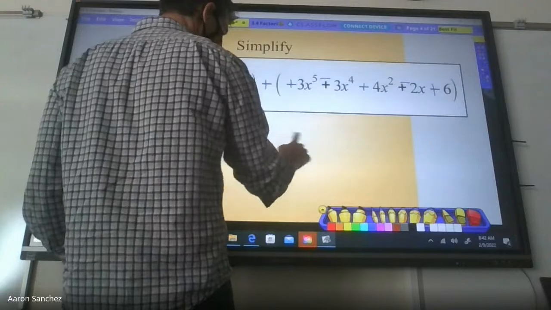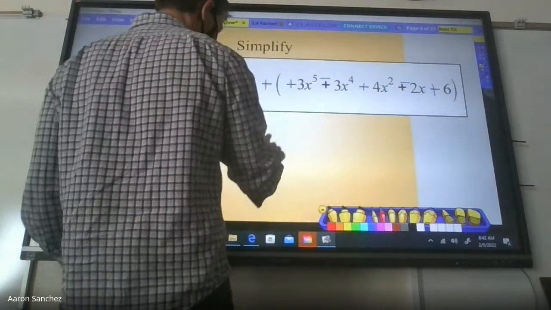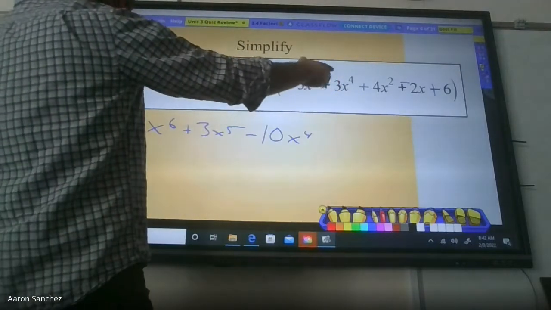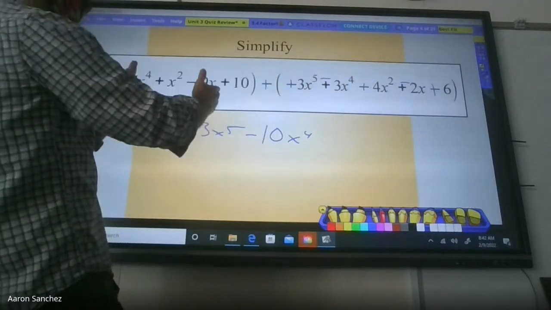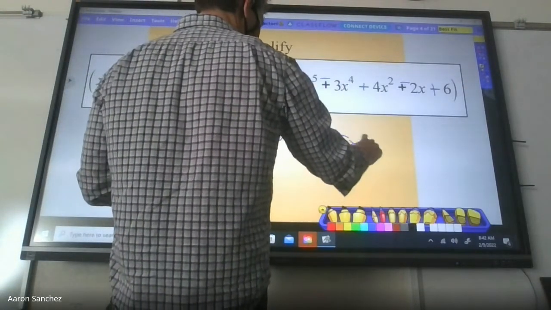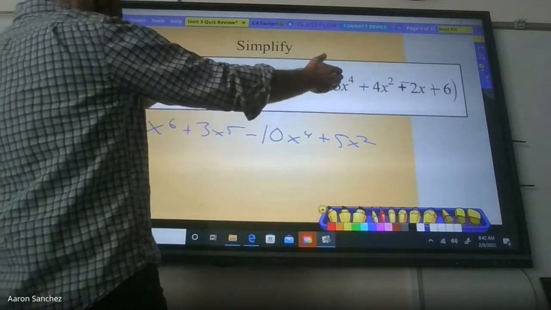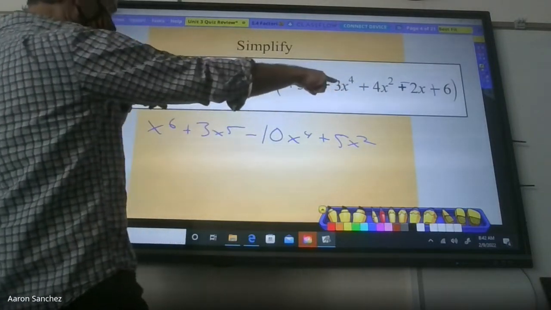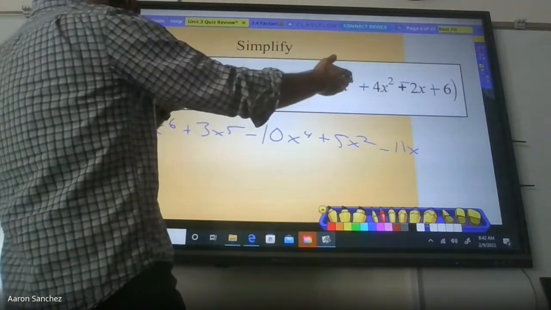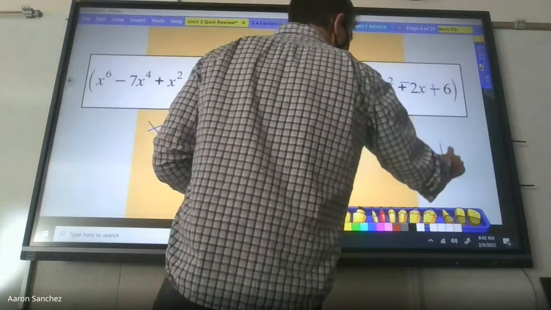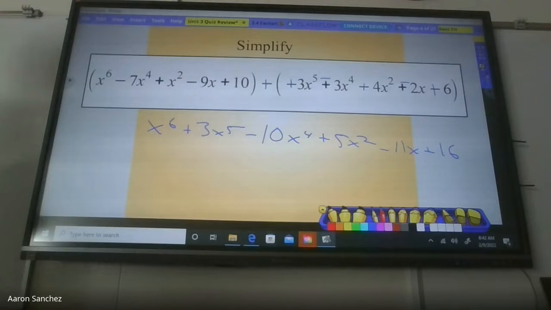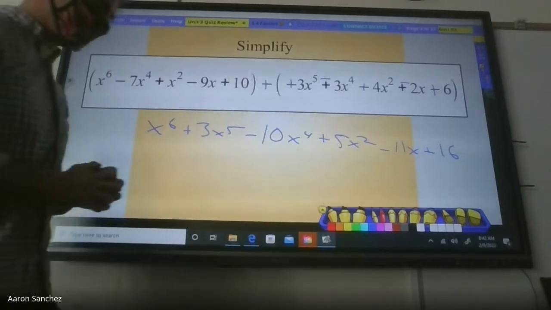See, that's why I do it. That's why you switch it. 10x to the 4th, because they're the same sign, right? Yeah. And then is there a third? I don't see a third, but I see a squared. It becomes 5x squared. And then 9x, negative, right? So I add them. Negative 11x. And then 10 plus 6 is 16. Right? What you guys got? Makes a lot more sense when you switch the sign.